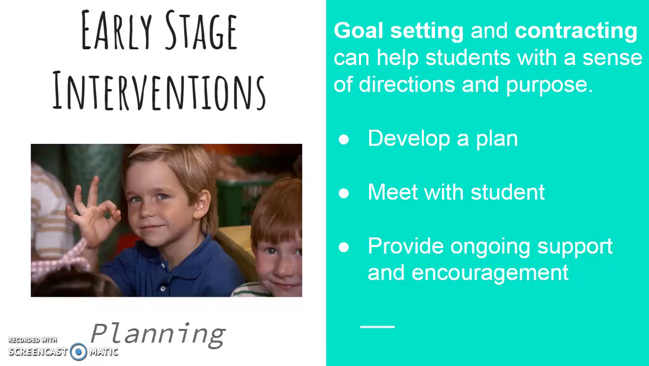The next structure is early stage intervention. The first intervention is goal setting or contracting. Step 1 is to develop a plan to review the problem and overall goals with the student. You can decide on the goal-setting format, such as formal or informal, and determine if you will be assisting in making both short-term and long-term goals.